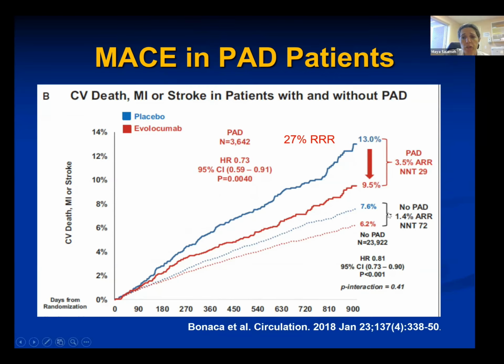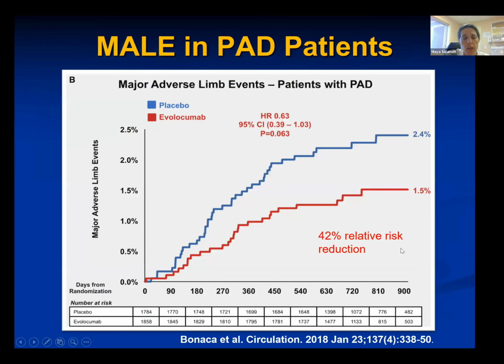And this is versus a 1.4% absolute risk reduction in other patients in the trial, CAD or stroke patients who did not have PAD. I'll also note that this study also confirmed what we already knew, that PAD patients in general are at much higher risk for cardiovascular events relative to patients with CAD or stroke, but who don't have PAD.